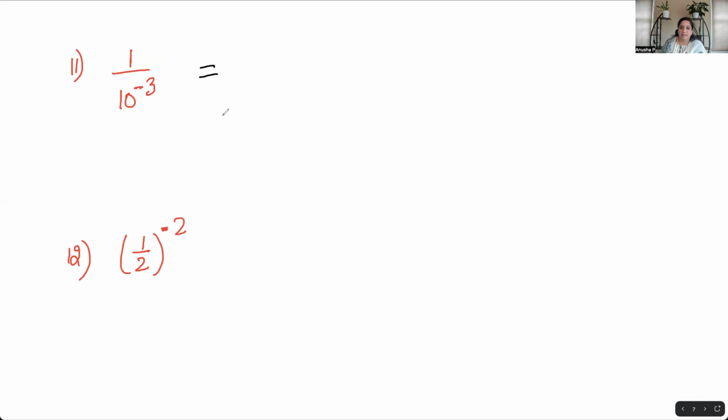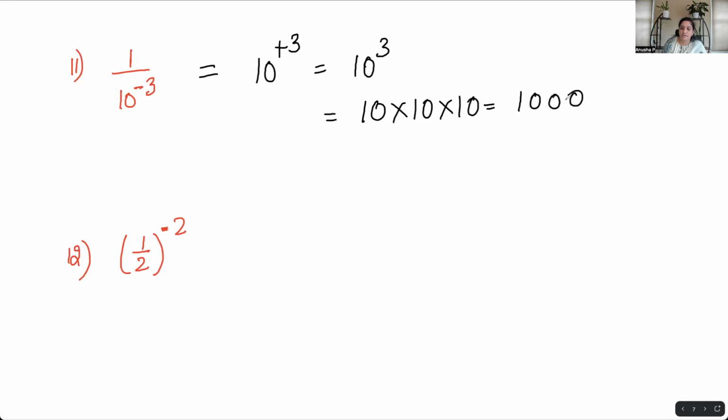In the 11th example, it is 1 over 10 to the power of minus 3. In the denominator, you have a negative power. So when you move it to the numerator, it will become a positive power, 10 to the power of plus 3 or 10 to the power of 3, which is nothing but 10 times 10 times 10, which is equal to 1000. Okay. In the next example, it is 1 by 2 to the power of minus 2.